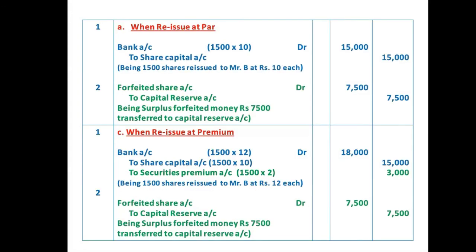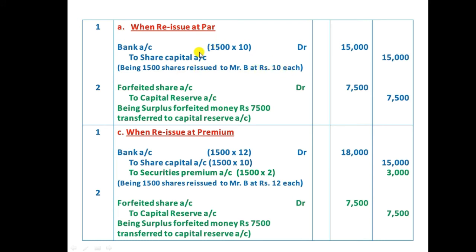Now we will discuss reissue in all three terms. First term, when reissued at par, we need to debit the bank at the time of reissue. We need to credit share capital account for 1500 shares into 10 each, 15,000. As we know, a company is reissuing shares to Mr. B, so Mr. B is depositing the amount into the bank account, so bank balance increased and also capital increased in the business. And we should write the narration being 1500 shares reissued to Mr. B at rupees 10 each.